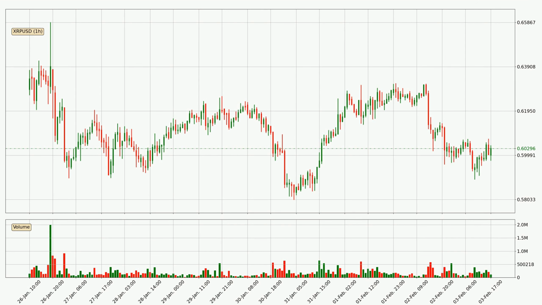Looking at the Ripple hourly time frame, the price moved only slightly to the downside with around 1.4% in the last 24 hours, with a current price of 60.3 cents.